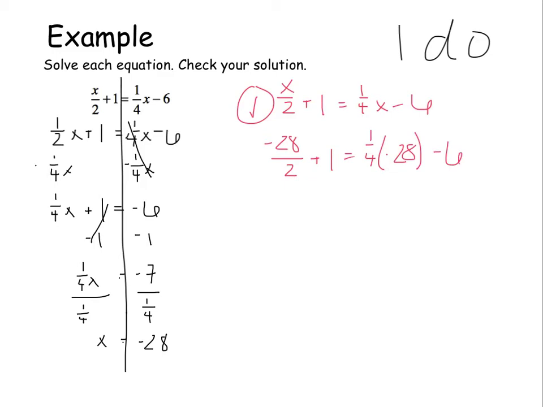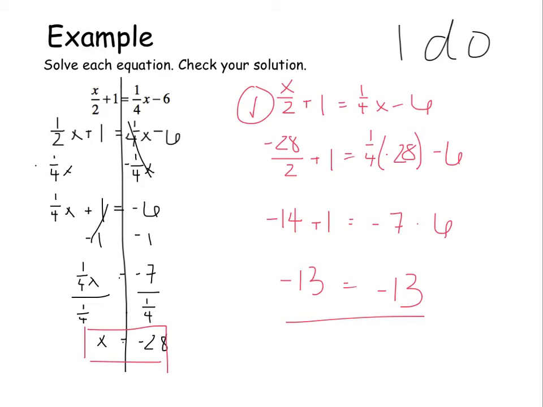So negative 28 over 2 is negative 14 plus 1. And 1/4 times negative 28 is negative 7 minus 6. Negative 14 plus 1 is negative 13, and negative 7 minus 6 is also negative 13. That's great news, so I know that my answer, x equal negative 28, is correct.